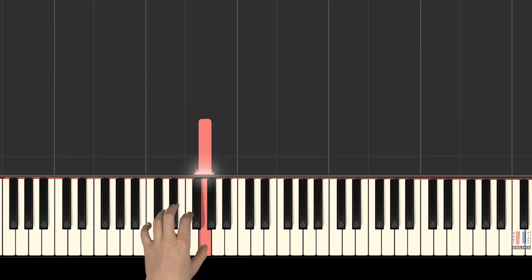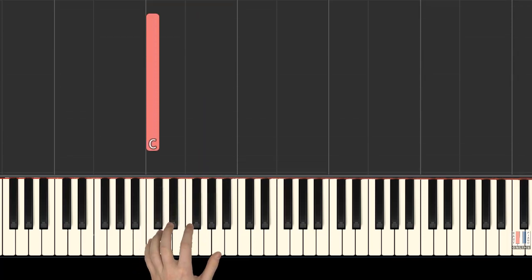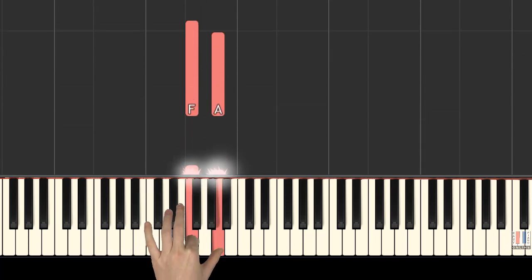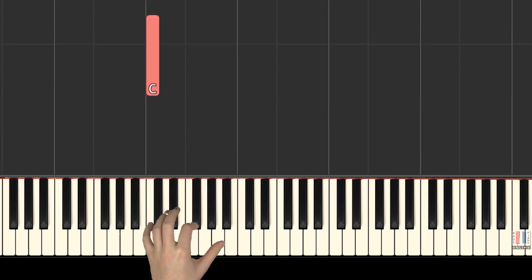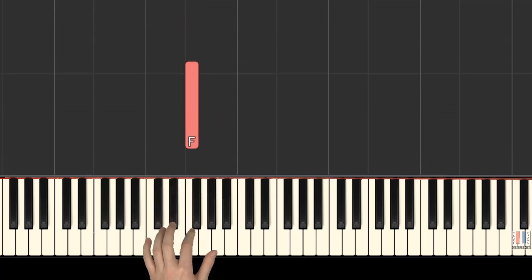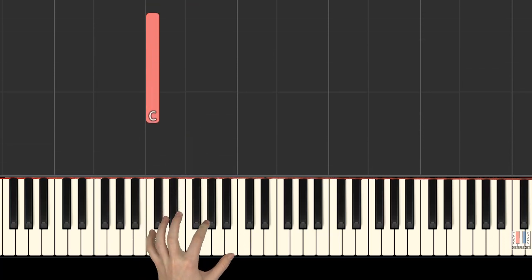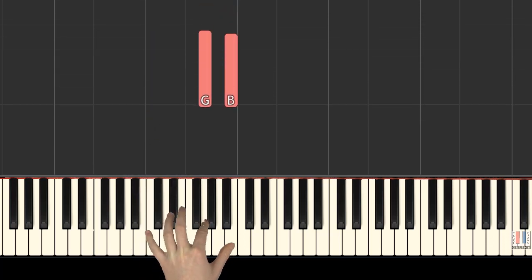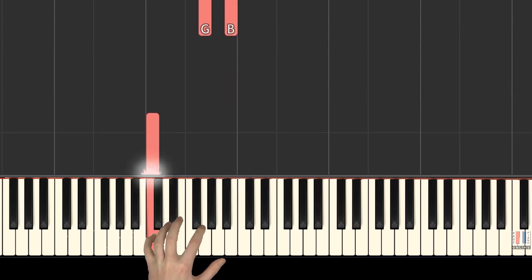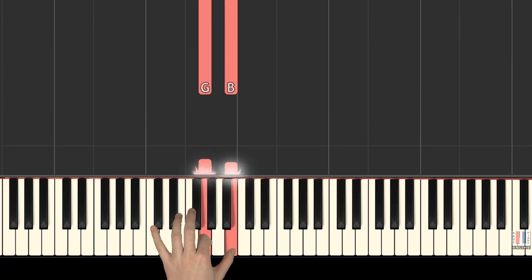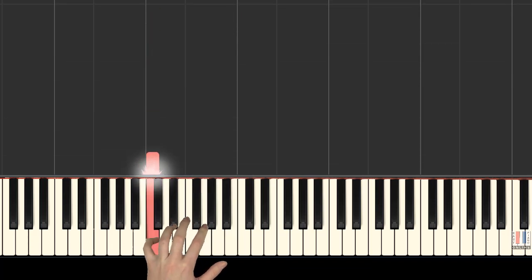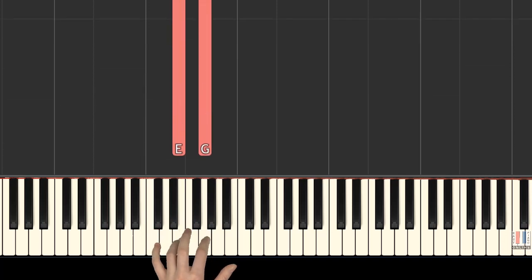G, left hand 5th is on C again, and 2 and 1 on F and A, 2 times, 5th is on C, F and A, then F again, left hand 5th is on C, then G and B, C, G and B, left hand 5th is on C, then E and G, fingers 4 and 2.